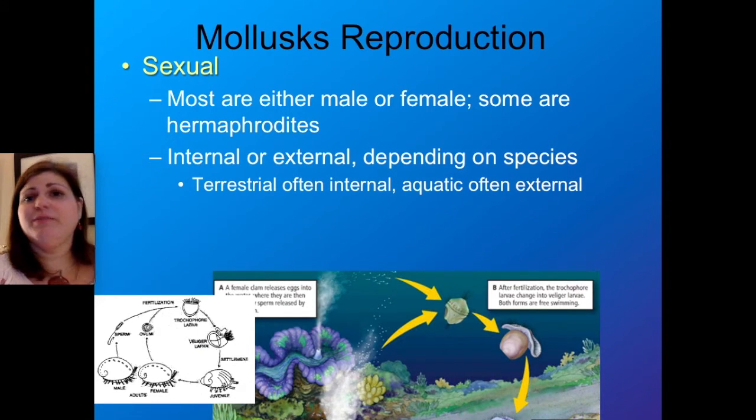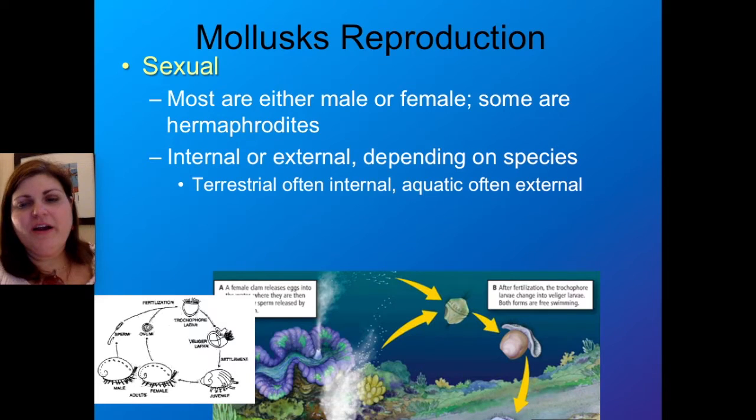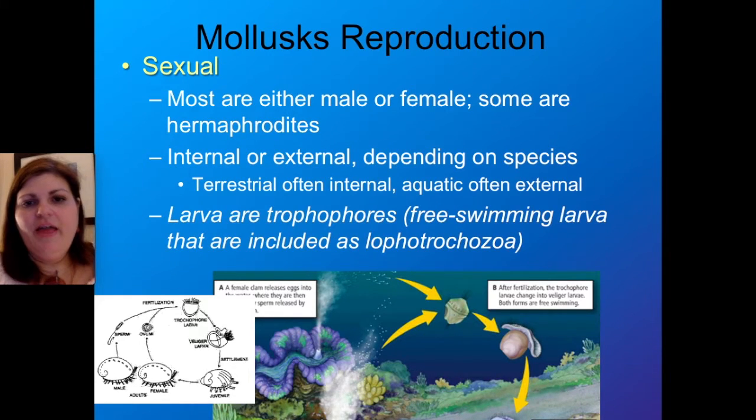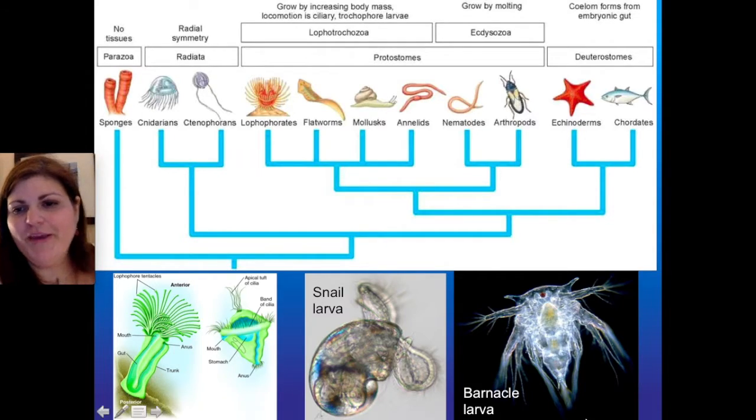Terrestrial are often internal because internal fertilization is a great way of not having your offspring or your sperm dry out. Aquatic are often external because they don't have to worry about that drying out component. And once again, remember, we're talking about Lophotrochozoa, and these are trophivores, which means the free-swimming larvae have that cilia structure that we see here.